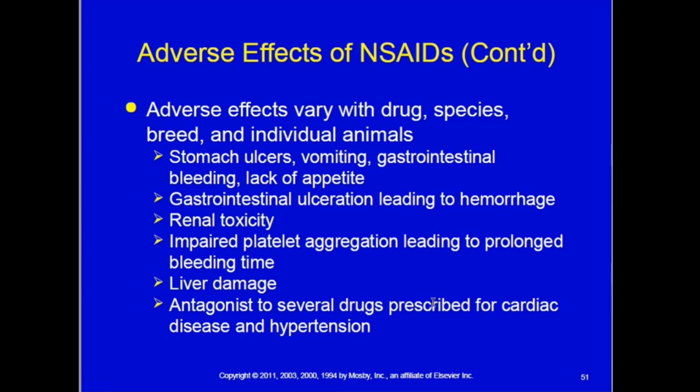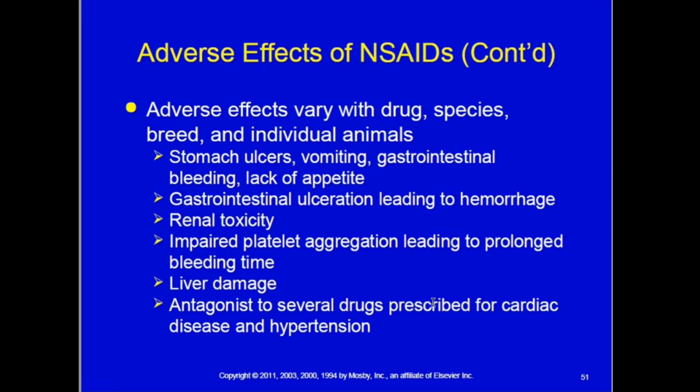They may cause stomach ulcers, vomiting, gastrointestinal bleeding, and also lack of appetite. So basically, if they are using NSAIDs and analgesics, they give supplements with proton pump inhibitors or H2 blockers to suppress the acidity, which causes stomach ulcers. Gastrointestinal ulceration leading to hemorrhage. They might also have upper GI bleed.